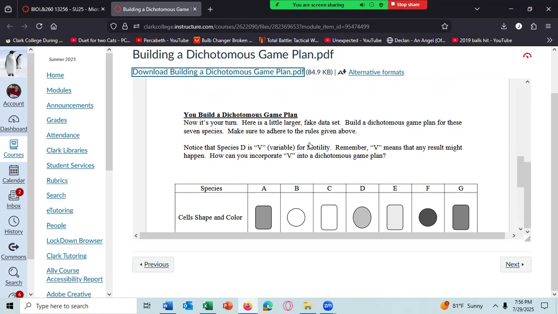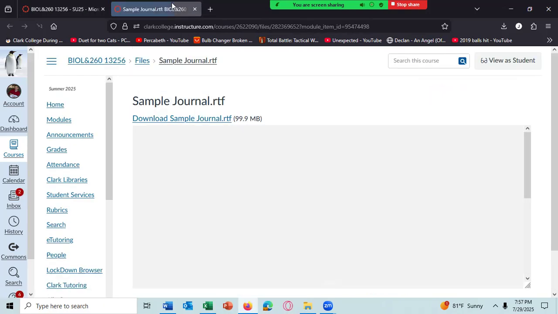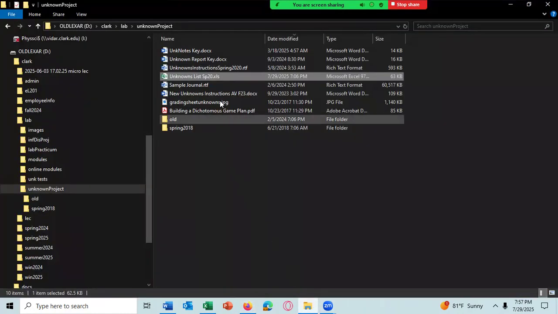So there's an example of dichotomous logic. If you're perfectly comfortable with dichotomous logic and using it, you don't need to go through this building a dichotomous game plan. And then lastly, I have a sample journal for what your lab report will be looking like. Well, if it opens up, let's go here. Really open up soon.